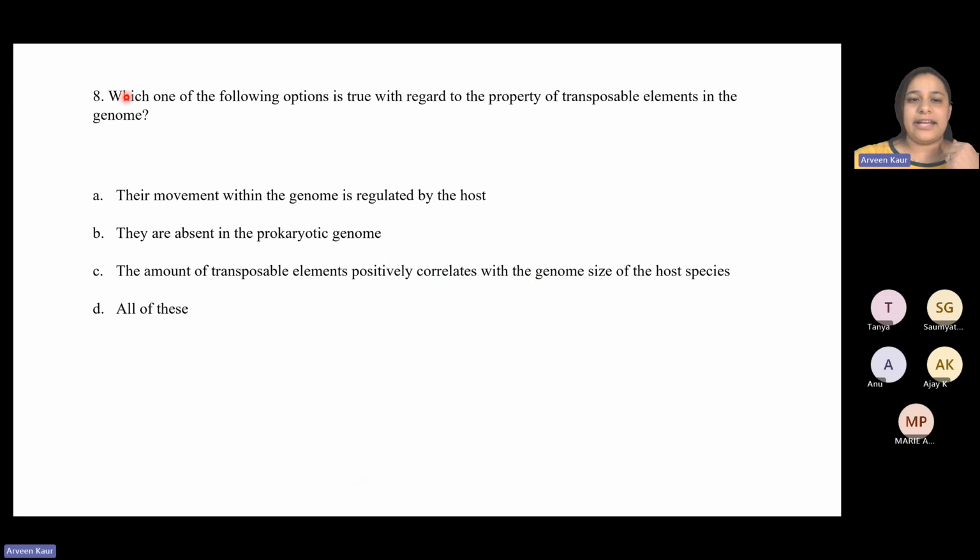So coming to question number 8, which one of the following options is true with regard to the property of transposable elements in the genome? Is their movement within the genome regulated by the host, or are they absent in the prokaryotic genome, or does the amount of transposable elements positively correlate with the genome size of the host species, or all of these? So which one do you think is true with regard to transposable elements? B. B, are they absent in prokaryotic genome?